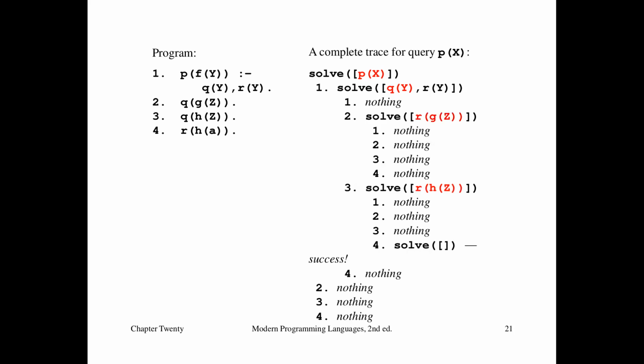Then those go down, and if we go through 2, we have nothing that matches g of z. But we can go down through 3, and we have nothing that matches R of g of z, but we do have something that matches R of h of z, which is number 4. So then we call solve on that. It's empty, because there's nothing left to solve. And then we reach success. So that's basically a completed trace for our program.